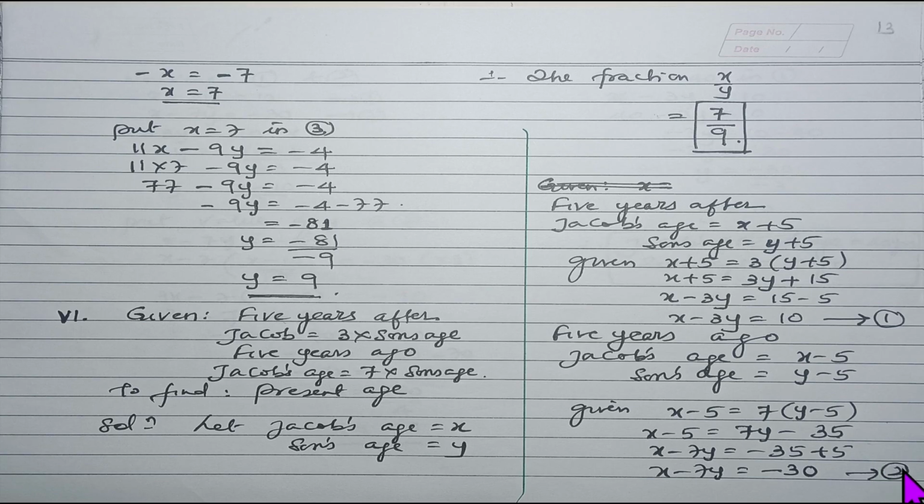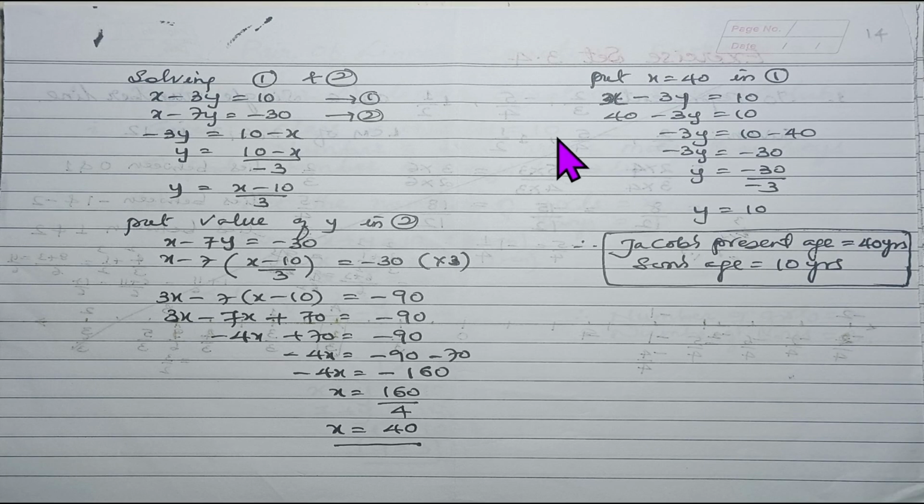So please understand here, we have to frame the equations first: read the statements, understand the statements, assume the variables, and then frame 2 equations to solve them. So now let us see how to solve them. Now we have got the 2 equations, we have to solve 1 and 2. The first equation is x minus 3y equal to 10, and the second equation is x minus 7y equal to minus 30.